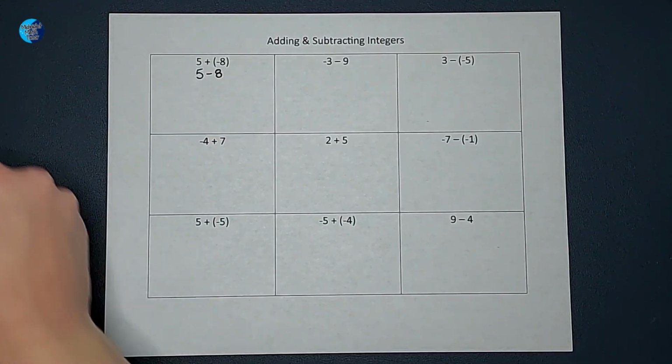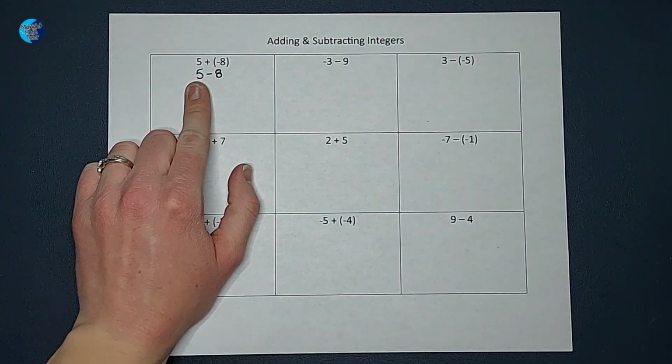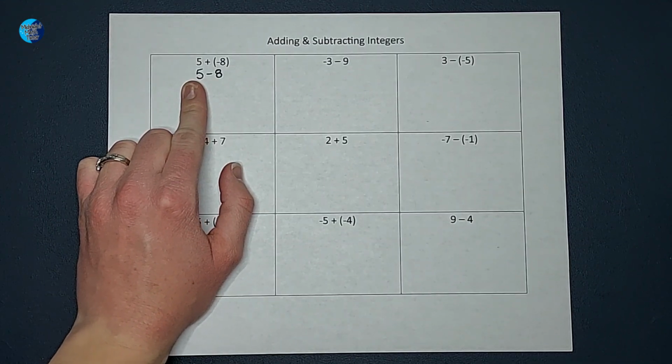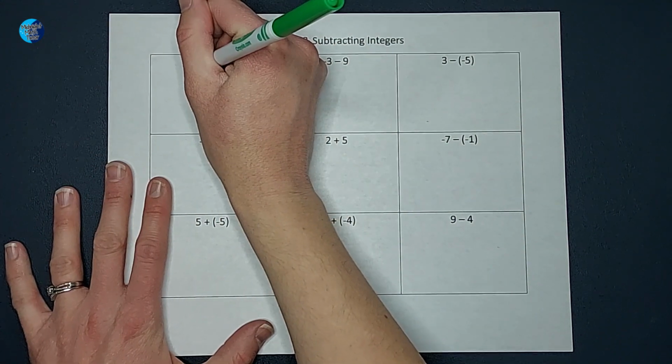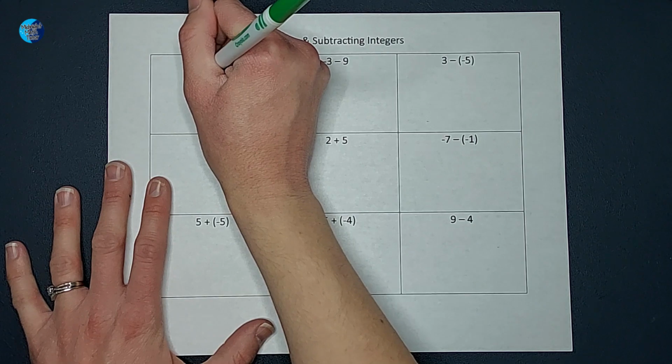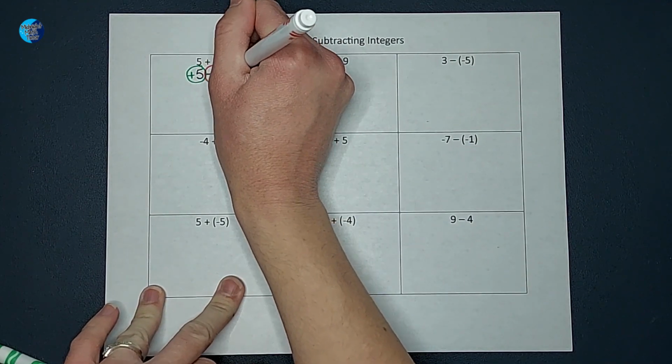The next thing I do is I circle my positives with green and my negatives with red. Now, if you're thinking, well, I don't know if 5 is positive or negative, there's no sign. Whenever there's not a sign, we assume it's positive, right? So this is a positive 5. So I have 5 positives and 8 negatives.